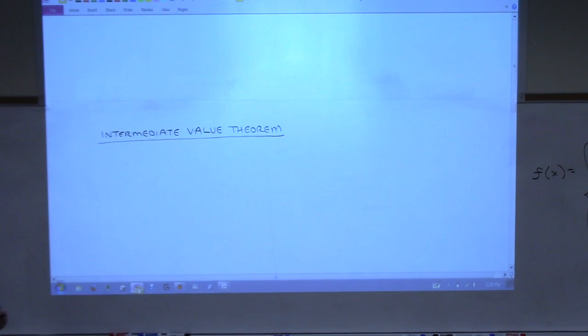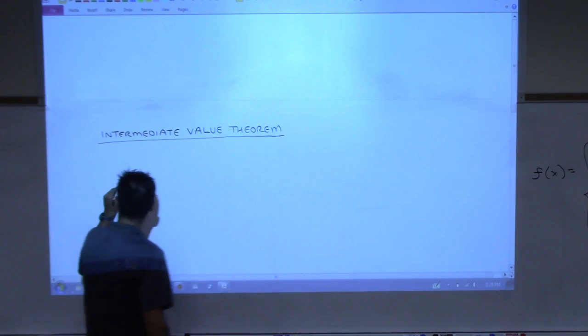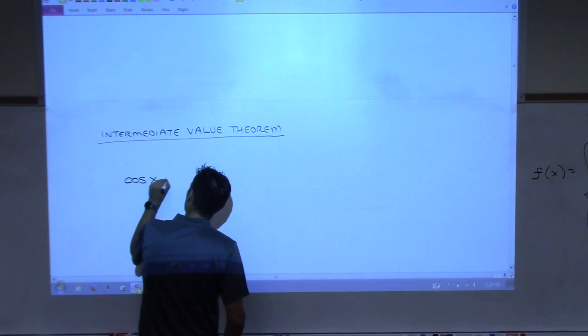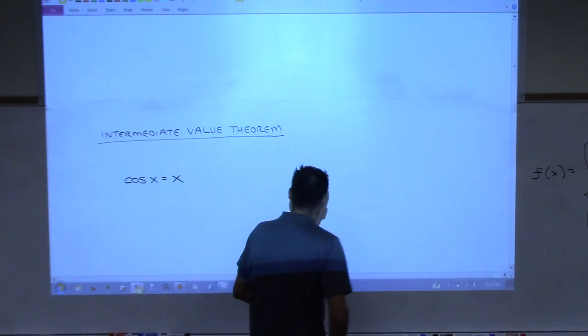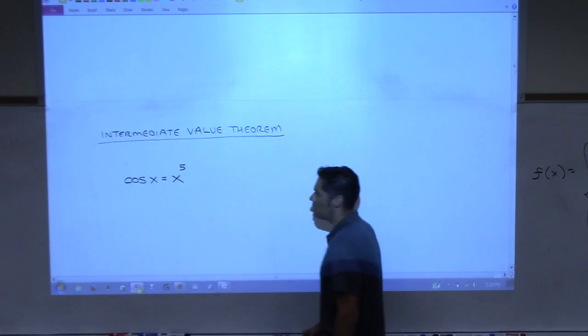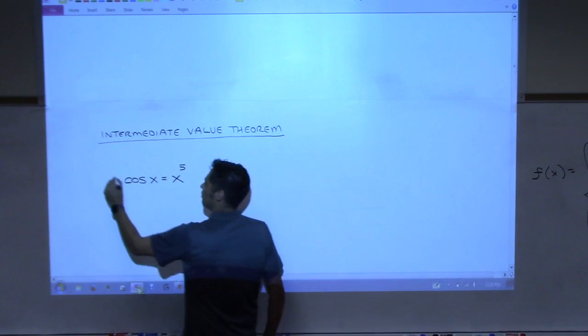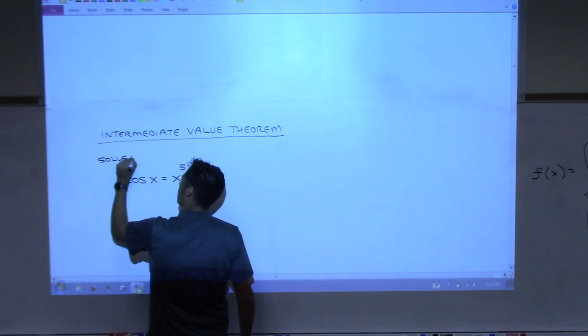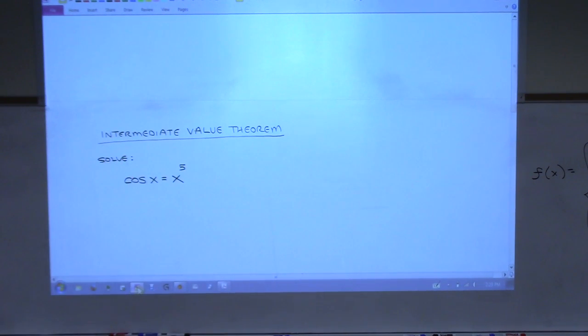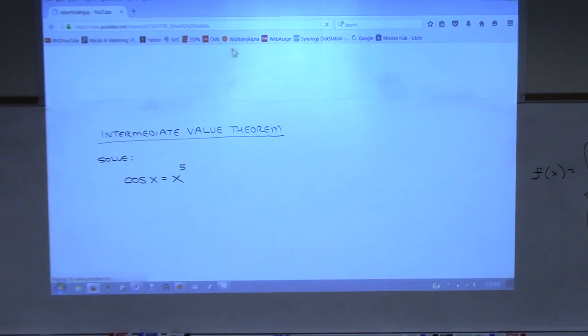The intermediate value theorem. This is actually a very powerful theorem, and I'm going to introduce this idea with a problem. Cosine x equals x. And you know what? Let's go x to the 5th. I did that in my other class also. Solve that equation. Now, don't really solve it. Just think about how you would solve it. If you have any ideas, I'd love to hear them.